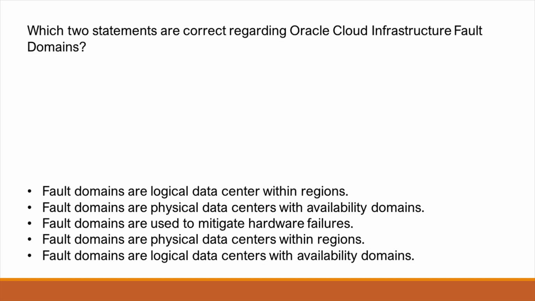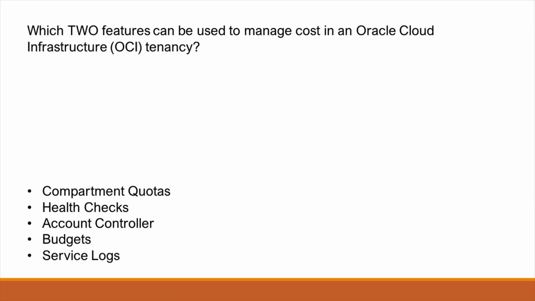Correct answer for this question are option 1, fault domains are logical data centers within regions, and option 3, that is, fault domains are used to mitigate hardware failures. Because fault domains are the logical data center that lies in an availability domain that is inside a region. In other words, it is a grouping of hardware and infrastructure within the availability domain. Fault domain helps in hardware maintenance or failure and adds one more layer of protection.